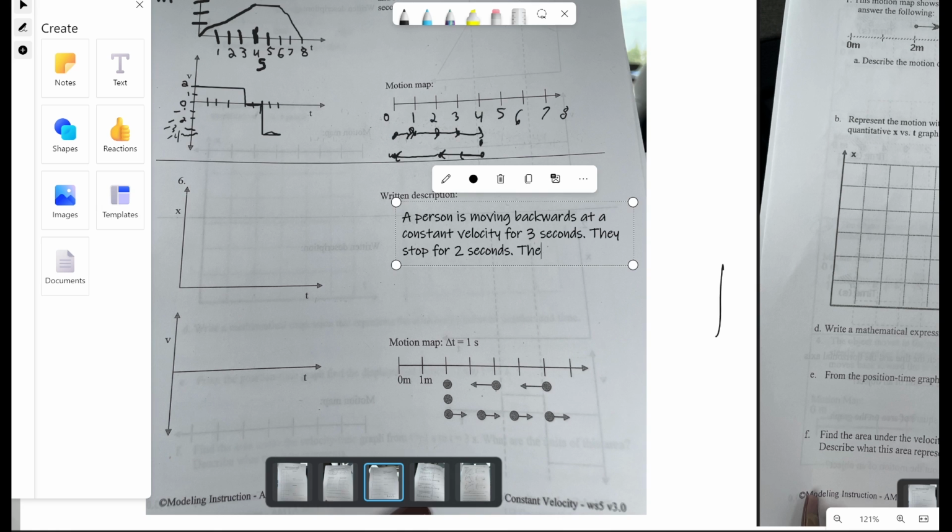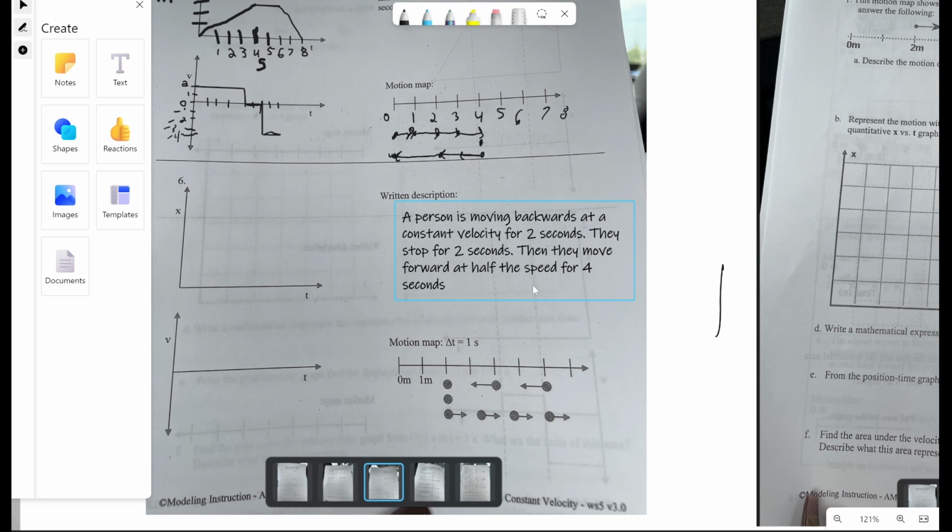Then they move forward. It looks like they're moving at half the speed. Forward at half the speed for 1, 2, 3, 4 seconds. I guess 4 seconds. 1, 2, 3. This is 1, 2. This might be 2 seconds.